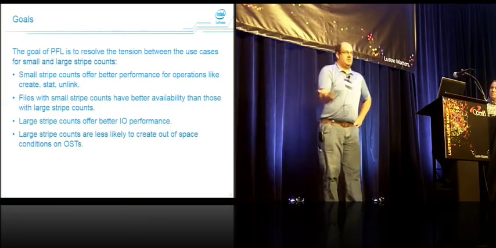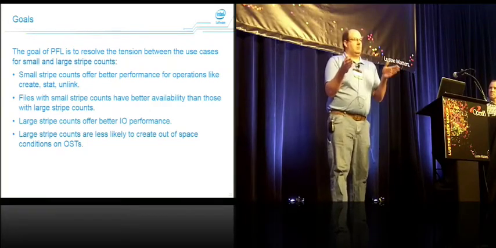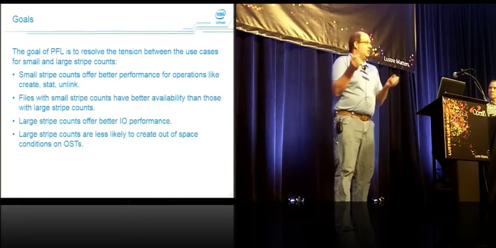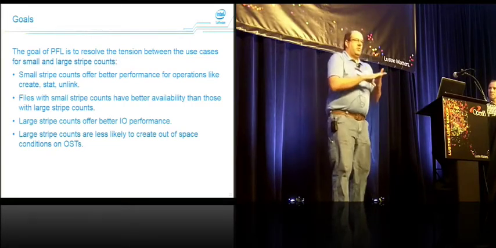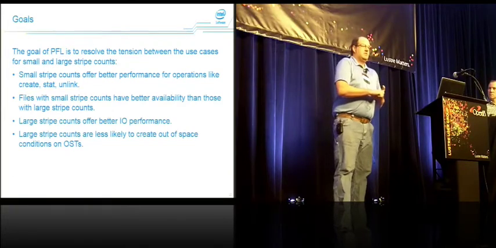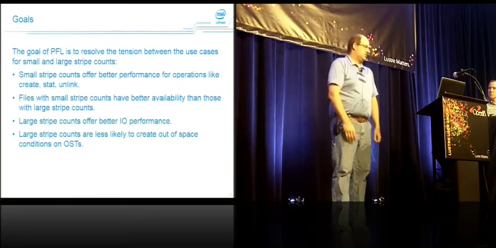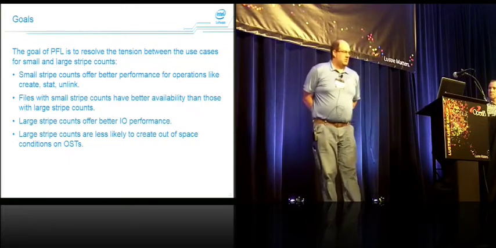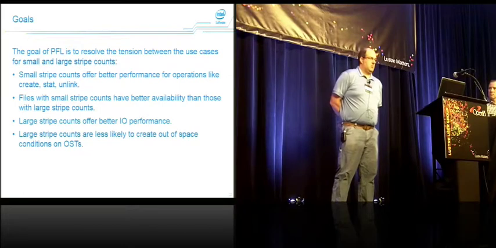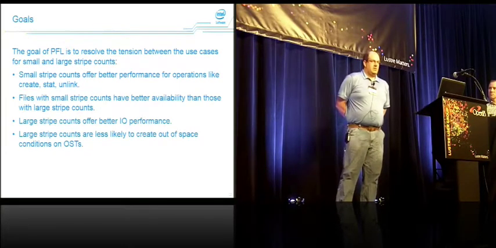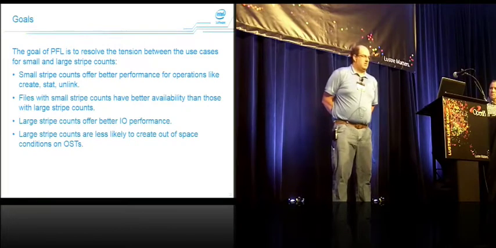So we're trying to resolve this tension between a statically defined stripe where if I want to write a 4K file, I've got to, in Oak Ridge's production case, chew up four OSTs, each of them at 1 megabyte apiece. Right, so you get wasted space, you get all the overhead of all these system calls. The small stripe counts give us a lot better performance for create, stats and unlinks. The large stripe counts give us a lot better I/O performance for the very, very large files.